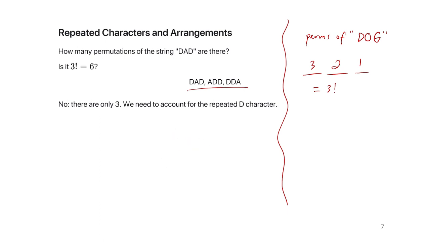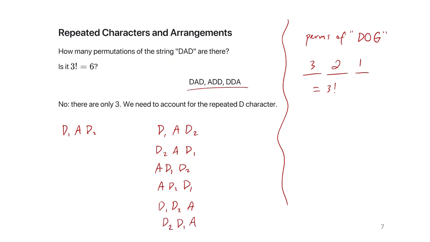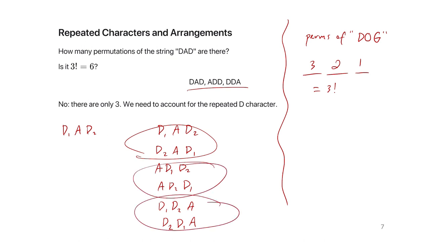The way I like to illustrate this is, suppose we had unique characters. Suppose we really had D1, A, and D2. If those were our characters, then yes, we could find 6 different permutations: D1, A, D2; D2, A, D1; A, D1, D2; A, D2, D1; D1, D2, A; and D2, D1, A. But you see, the first two, the second two, and the third two are all the same thing. The only difference between them is we've rearranged the repeated Ds. Since there are 2 repeated characters, how many ways can we rearrange them? 2 factorial. If instead we had D, A, D, D, then there would be 3 factorial repeated cases, because there are 3 factorial ways to arrange the repeated Ds.